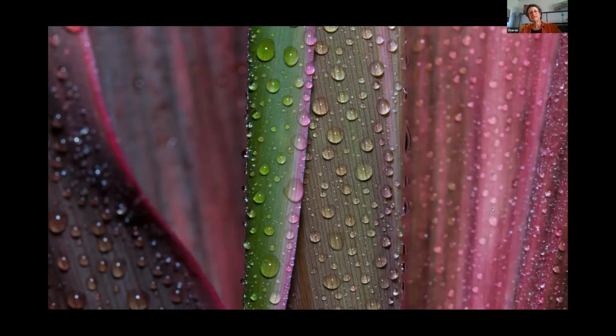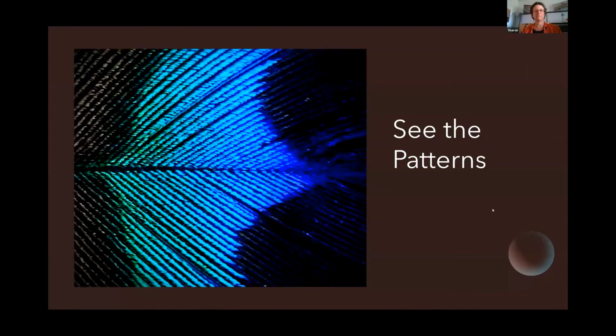The next thing is to really look and see the patterns and things. This is a peacock feather that I took with the iPhone. And again, a lot of times, thinking out of the box, people want to take pictures of the eye of the peacock feather. And I decided I'm just going to go with the chevron, the blues and aquas and different colors. So I decided just to do that.